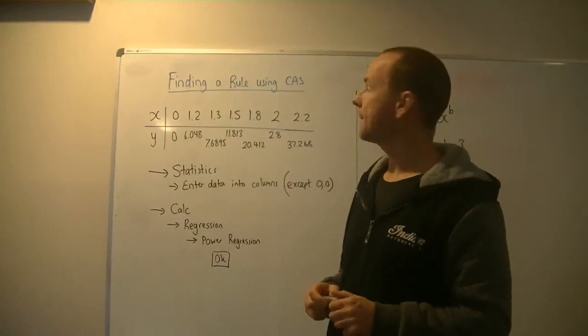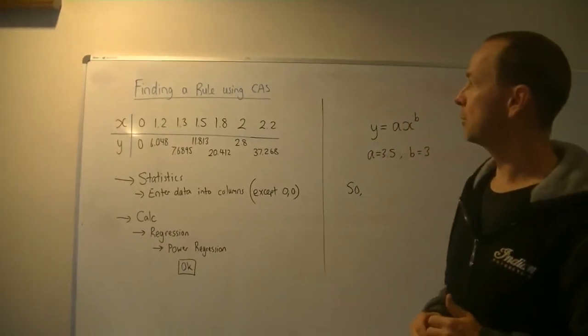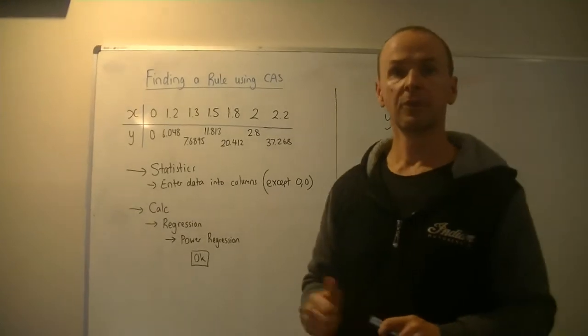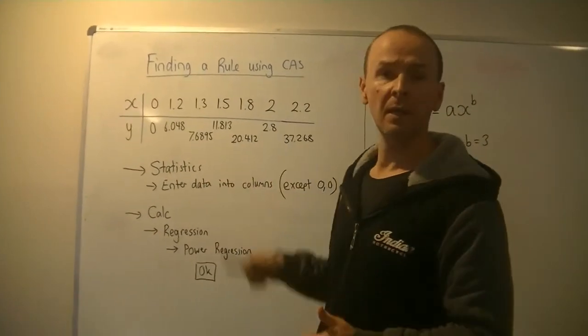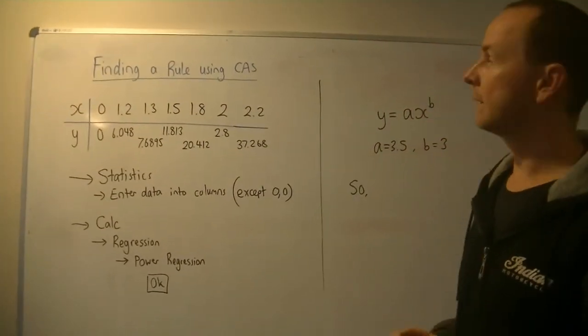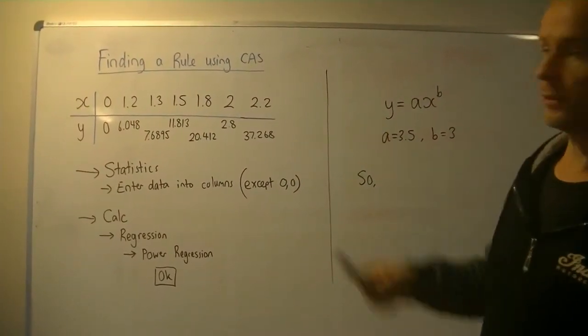Hi everyone, welcome back. Our next example is finding a rule using CAS. So this time we're not going to graph it ourselves. Look at the numbers, they're all funny decimals in there. So there's nothing we can really do manually. So copy down those notes for a second.